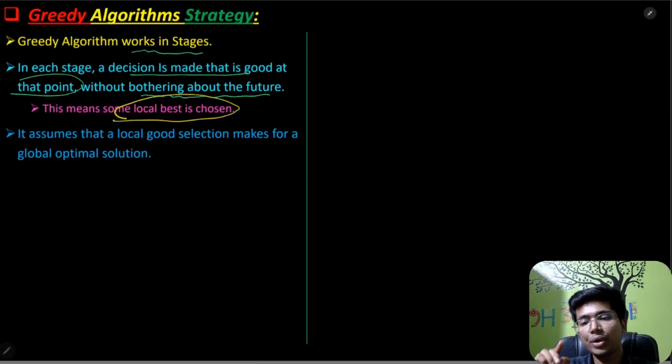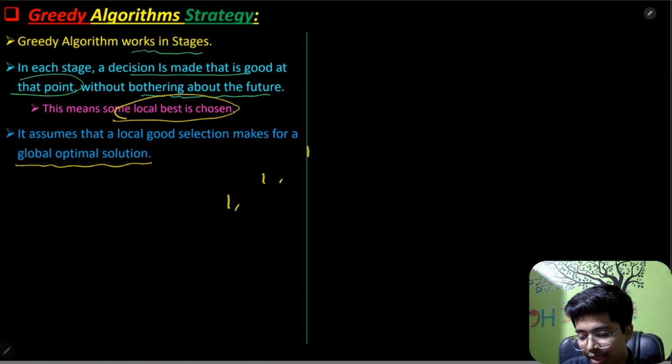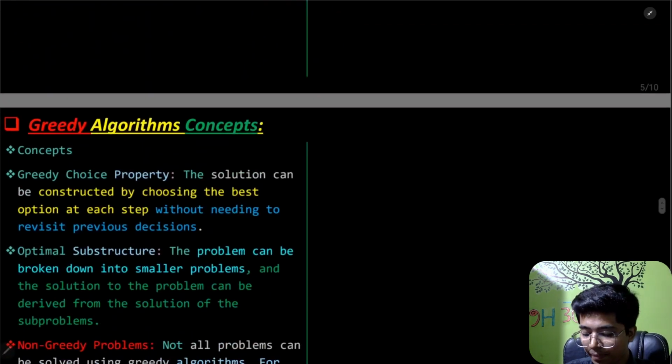So whatever decision we take, that is best locally, in that position. It assumes that a local good selection makes for a global optimal solution. That means in a greedy algorithm we assume that whatever local decisions we take one by one, step by step, all the local decisions will lead us to the optimal solution. We assume this in a greedy algorithm.